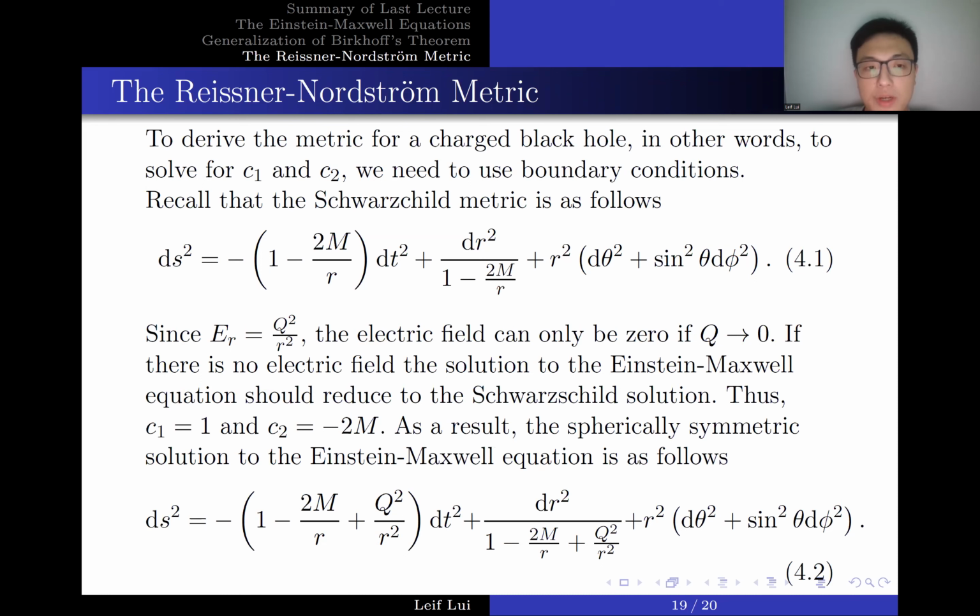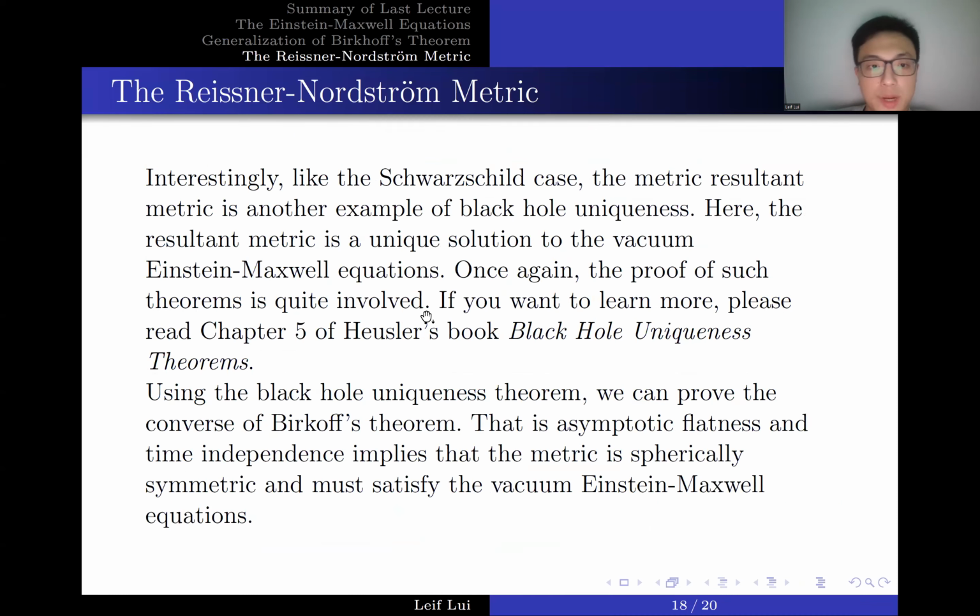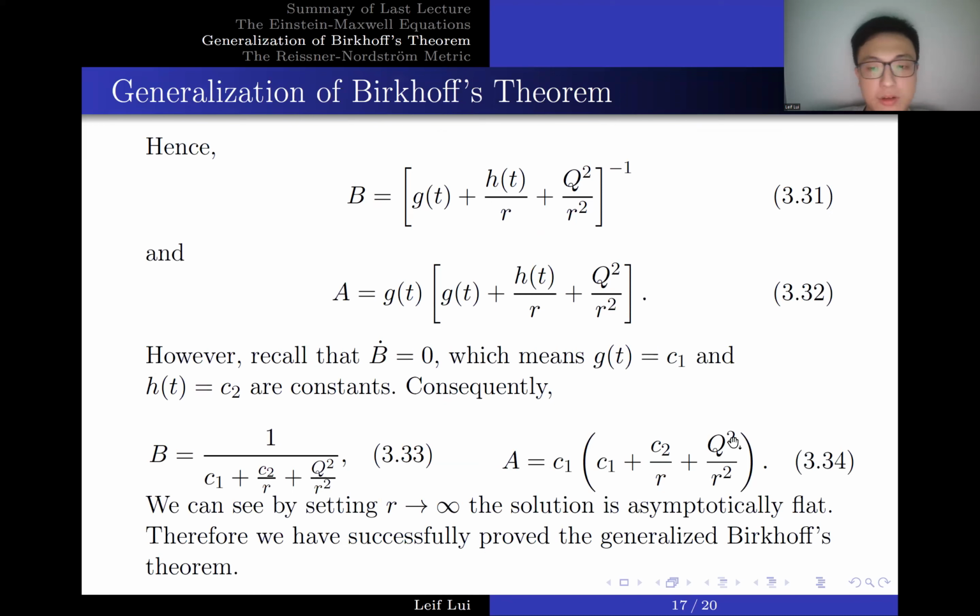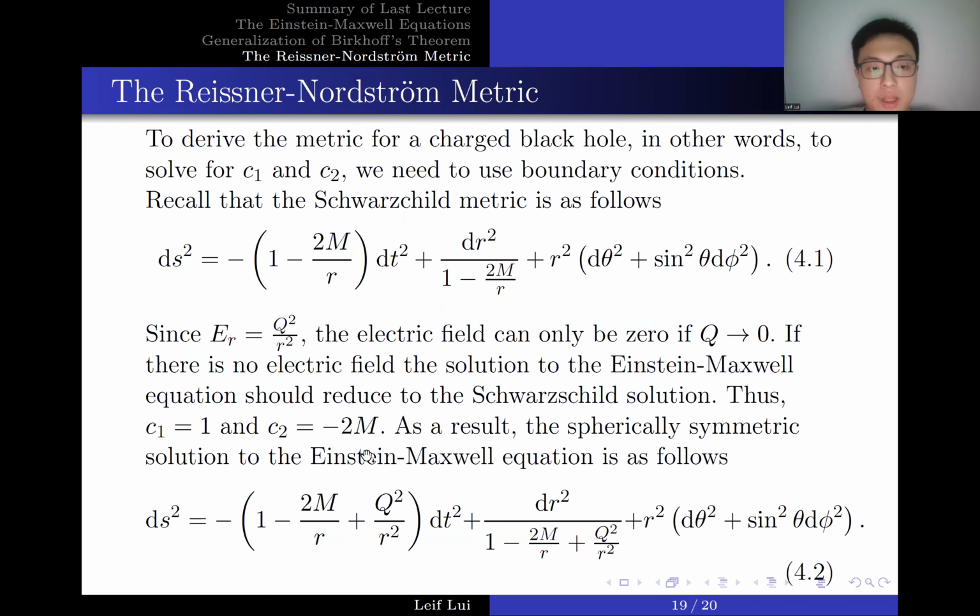Recall, the Schwarzschild metric is as follows. And since E sub r is the electric field, one can infer that when we set Q to 0, if there is no electric field, then the Einstein-Maxwell equation should reduce to the Schwarzschild solution. So let's go back here. We set Q to 0 and q to 0 here. So this implies that C1 must be equal to 1 and C2 must be equal to minus 2m.